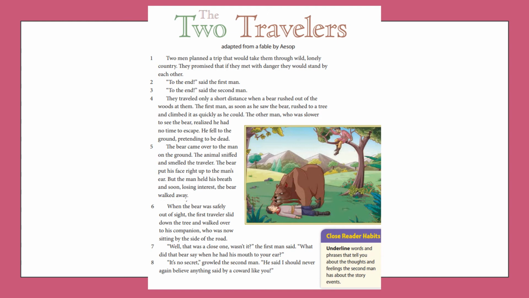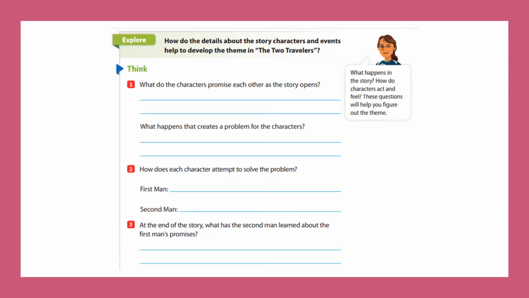Now let's go to the next page and answer some questions to figure out the theme of this story. Let's start by reading the Explore question together. How do the details about the story characters and events help to develop the theme in The Two Travelers? Remember, students, the author isn't just going to state the theme directly. That means they're not just going to say, the theme is blank. Instead, you have to infer using the characters' words, actions, and story events about what the theme is.